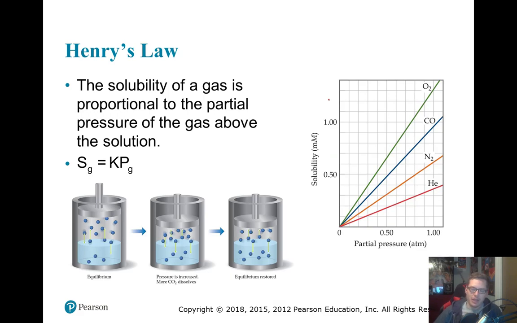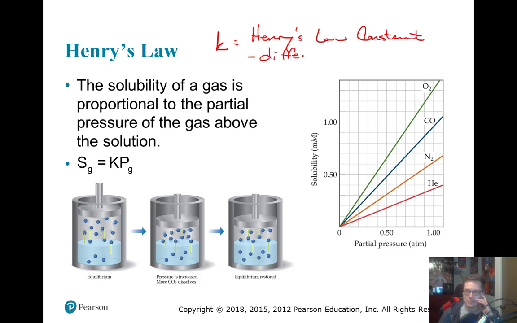affected by pressure, and we measure this by Henry's law. Henry's law says that the solubility of a gas is proportional to the partial pressure of the gas above the solution. So we get this formula here: the solubility of a gas is equal to this K value. This K value is Henry's law constant. It's different for each gas.